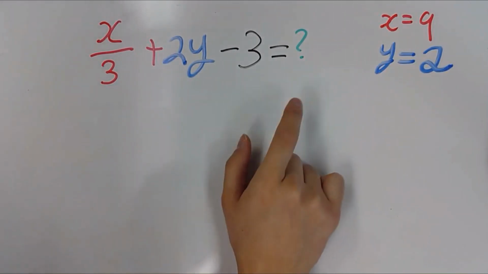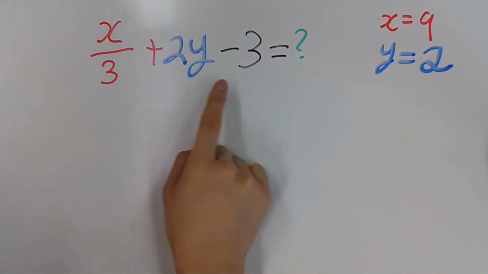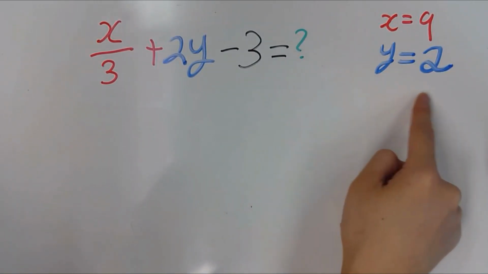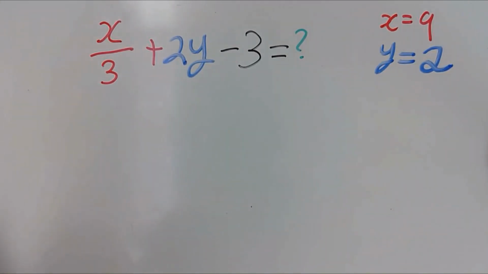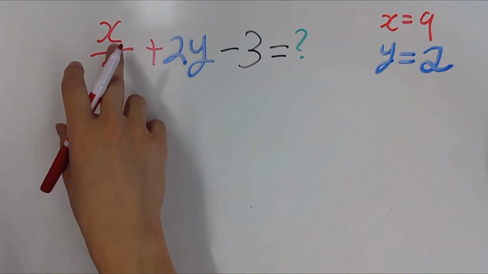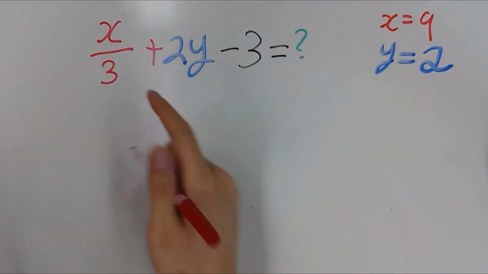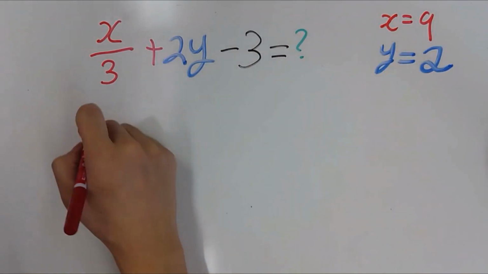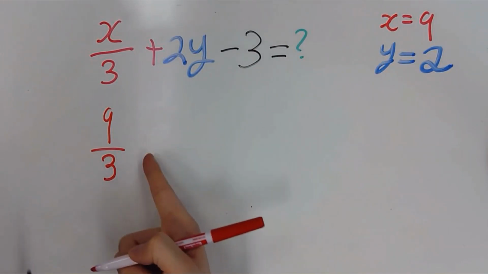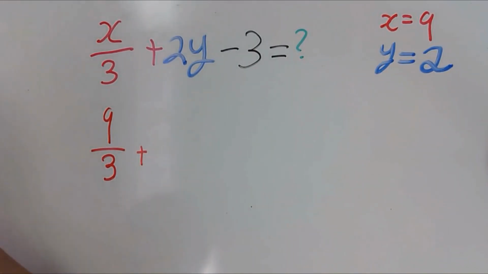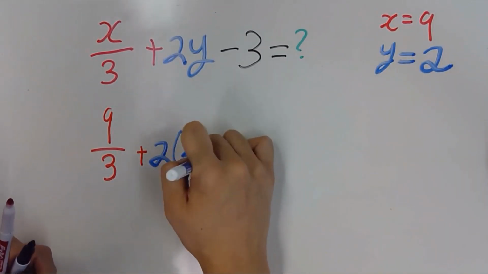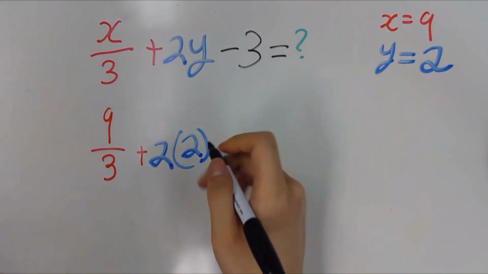Over here, I have x over 3 plus 2y minus 3. And then we're given that x is equal to 9 and y is equal to 2. The first step is simply replacing the x and y with the given values. We know that x is equal to 9, so I'm going to replace x with a 9 and write the same thing underneath. And then plus 2 times y, and y is 2, so we write 2, and then minus 3.